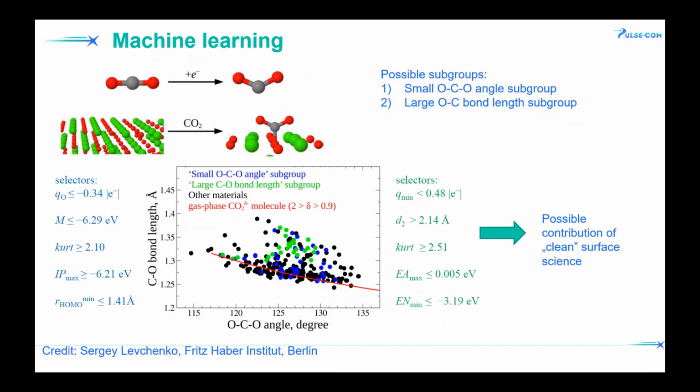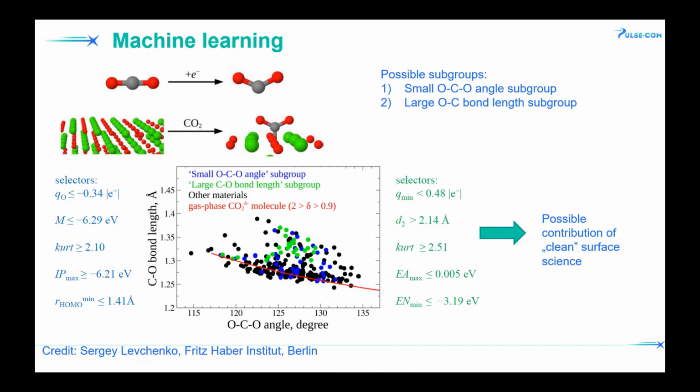So they did calculations and they came up with two possible subgroups. There are catalysts that lead to a small angle of the absorbed molecule, because normally CO2 is linear. And when you absorb it to some sort of surface, you have to change its electronic state, and when it does change the electronic state, the geometry changes to a lower angle than 180 degrees. Another thing that changes other than the angle is the bond length between carbon and oxygen. So they have come up with two subgroups: one that leads to a small angle and the other that leads to a large bond length.